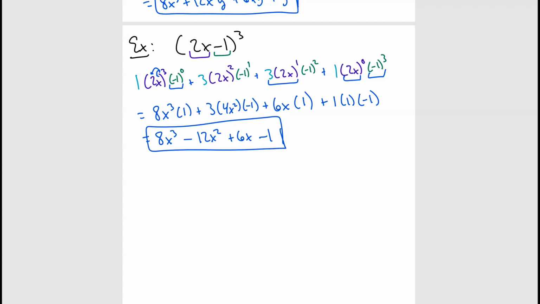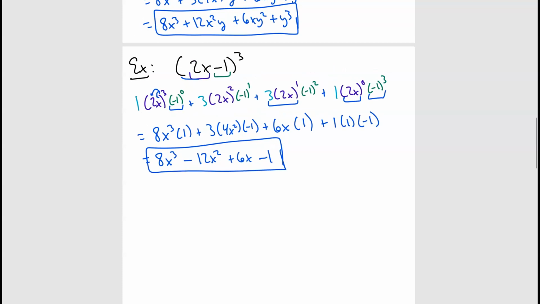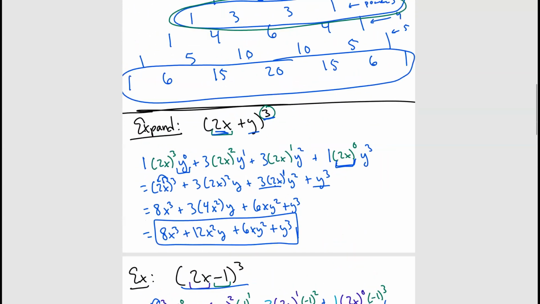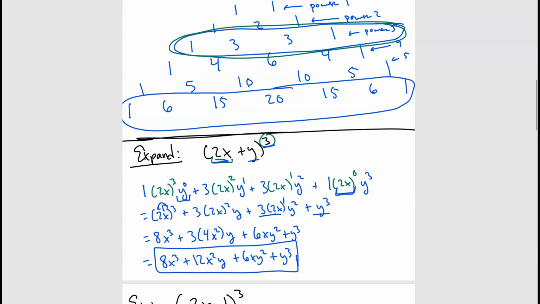Okay, so here is a way that you can do it. It does involve a little bit more work, but this is what you're going to get. Now you could have easily done this to any other power, it's just that it gets a lot messier.